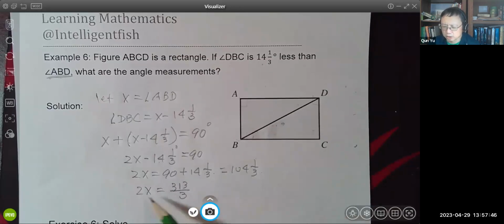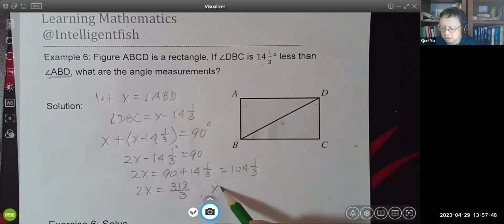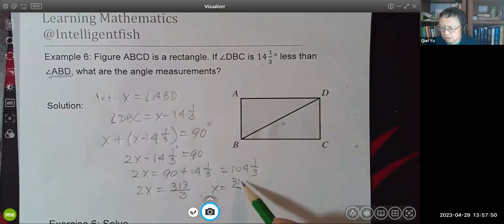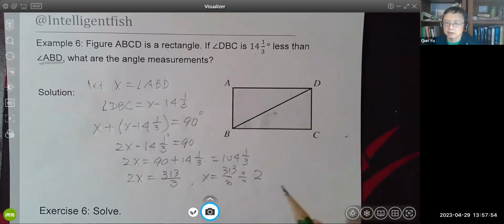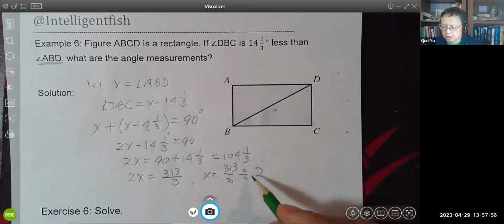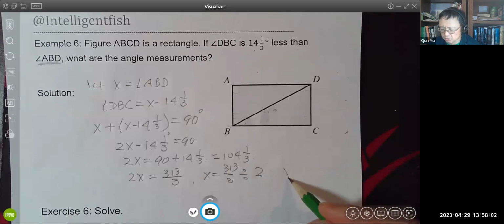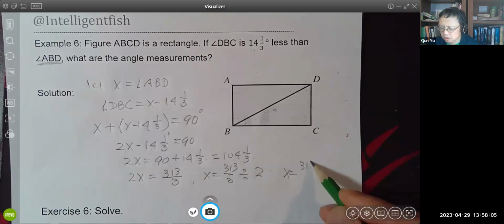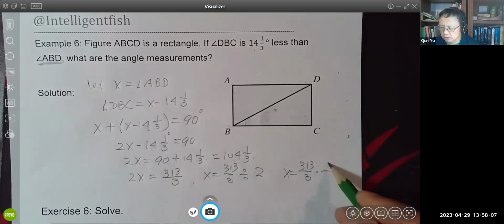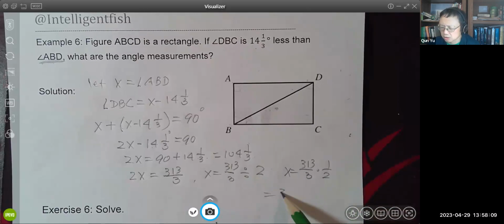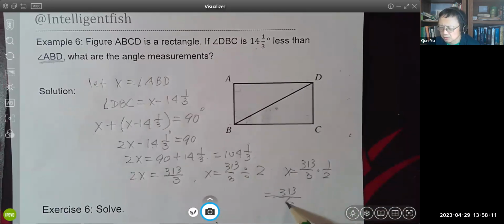Now we need to divide by 2 on both sides. So x equals 313 over 3 divided by 2. Whenever we divide by a fraction, we change the division to multiplication and change the second number to its reciprocal. So x equals 313 over 3 times 1/2. So that is 313 over 6.